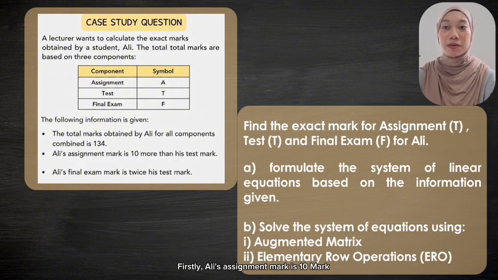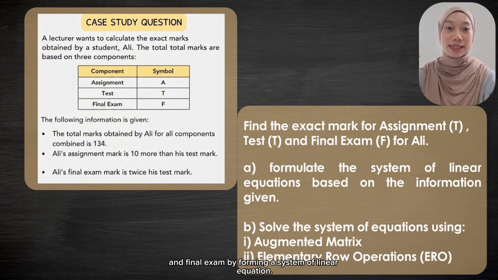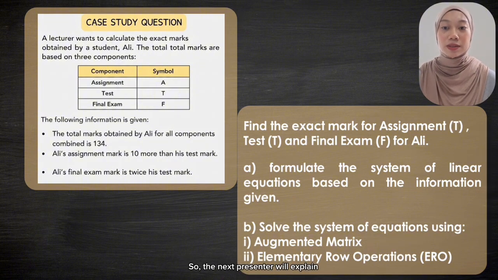Besides that, there are two relationships between the marks. Firstly, Ali's assignment mark is 10 marks higher than his test mark. Secondly, Ali's final exam mark is twice his test mark. So, from this information, it is required to determine the exact mark for assignment, test, and final exam by forming a system of linear equations. It is also required to apply the augmented matrix and elementary row operations, which is ERO, to solve the system of equations. So, the next presenter will explain the process of formulating the equations and solving the problem using this method.